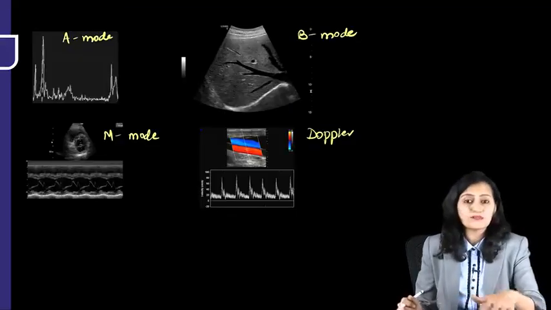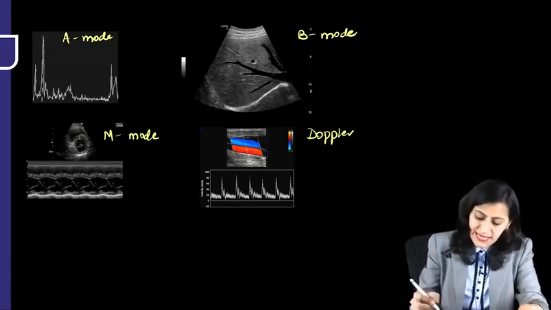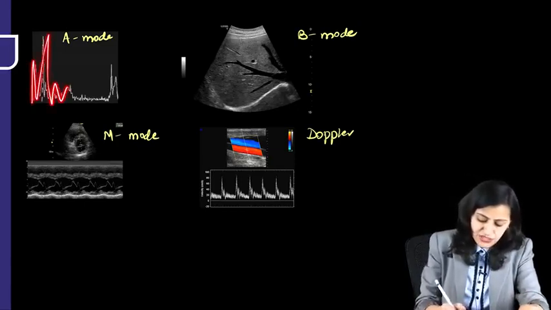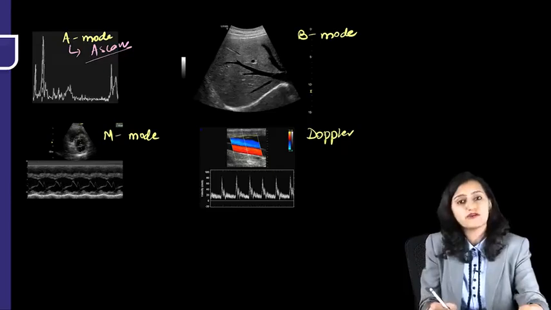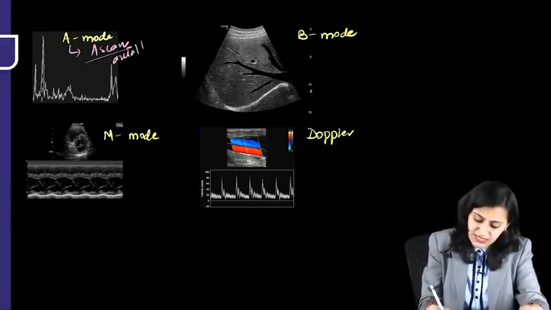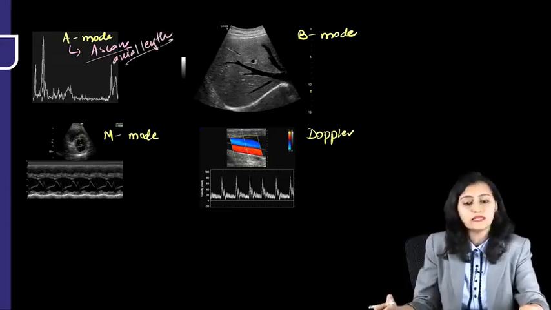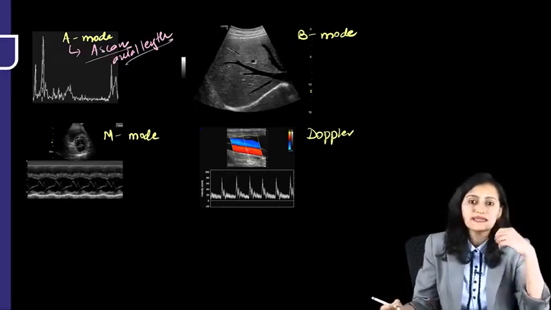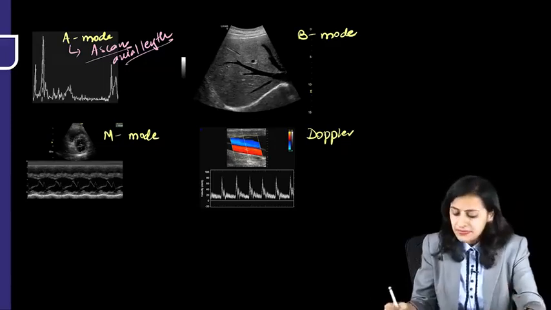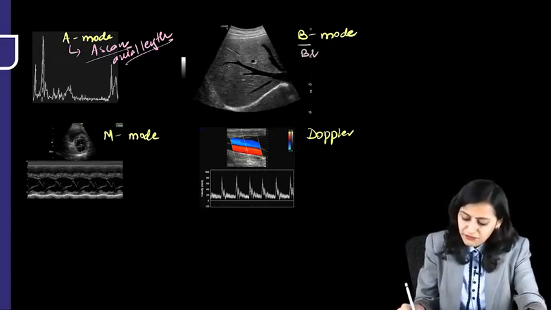Now, what are the various modes of ultrasound? First is the A mode. A for amplitude, it just shows the amplitude here. This A mode is basically the A scan, which you must have read in ophthalmology. It is used for measuring the axial length of the eyeball when we want to calculate the power of the IOL. B mode stands for B for brightness.